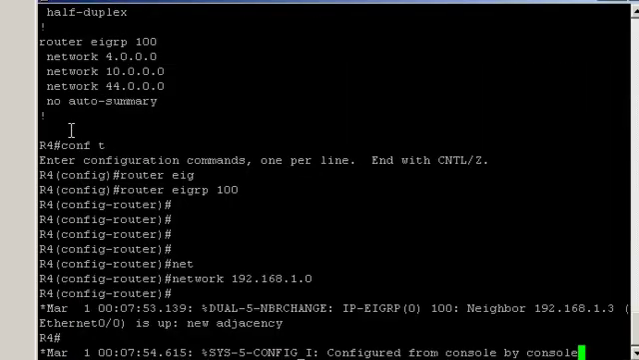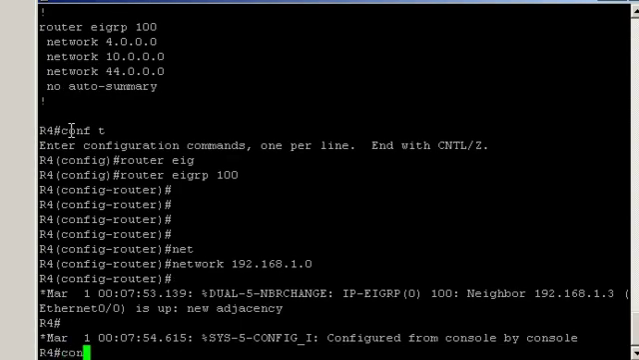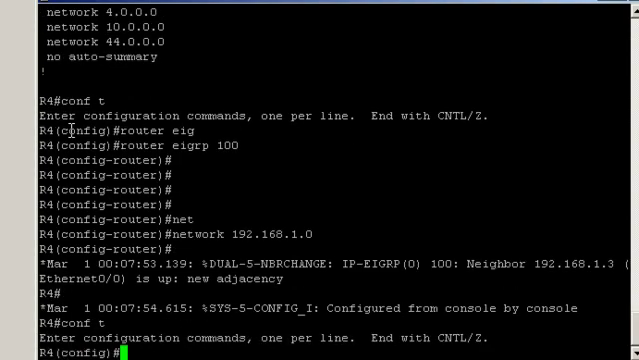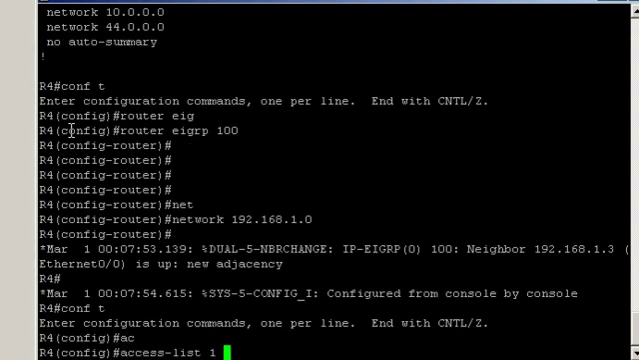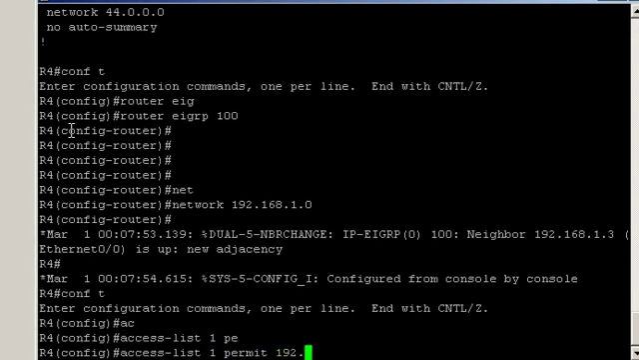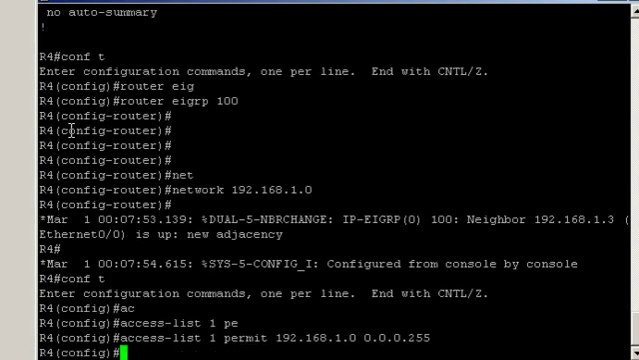So configuring an offset list is a two-step process. Step one, we have to configure an access list matching the routes to be manipulated. Access list 1 permit 192.168.1.0/24.